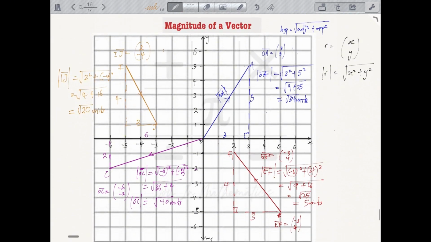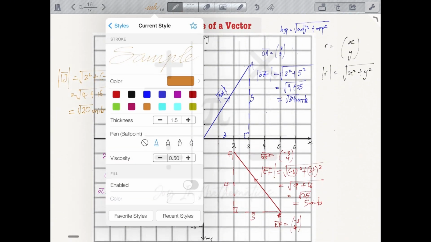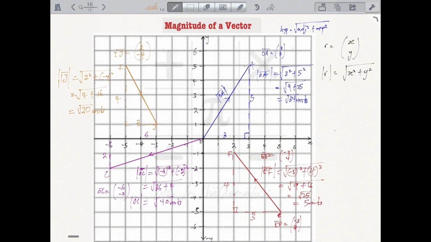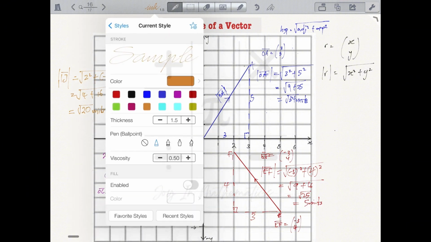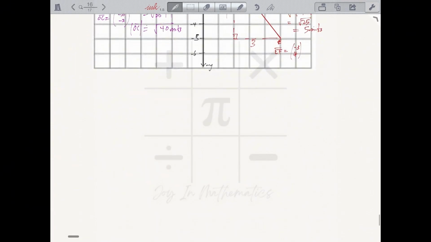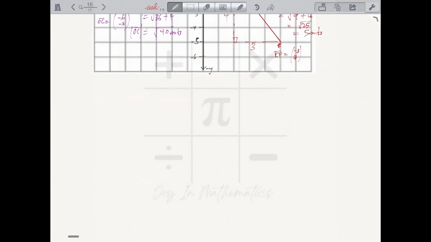So now we have the magnitude of a vector. In conclusion, how then do we simplify the magnitude of a vector? We have r equals (x, y). The magnitude of the vector r, or the modulus of the vector, is equal to the square root of the square of the x component added to the square of the y component.